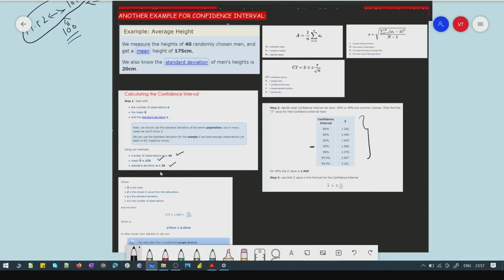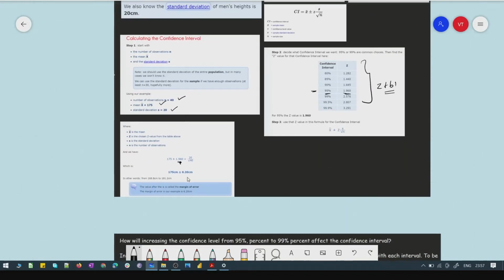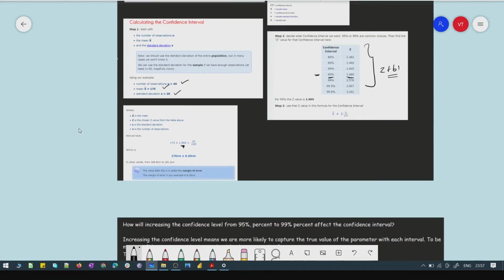This whole information is coming from the z table, and it's always good if you remember these values. These are all common values which get used. You need not go to the z table to look up these values. So for 95%, 1.960 is the z value, which corresponds to the 95% confidence level. So that's what gets substituted over here. And just by substituting, the answer you get is 175 centimeters plus or minus 6.20 centimeters. So this is what you get as a confidence interval.